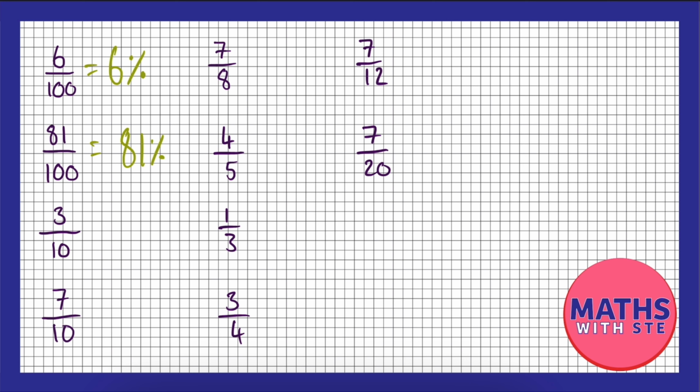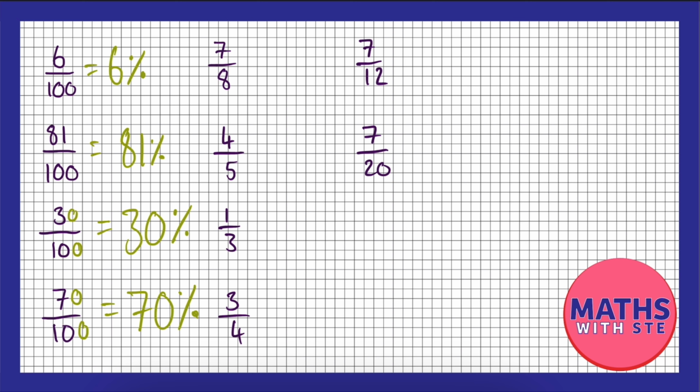3 out of 10. Well, I can times that by 10 and times that by 10, so that's going to be 30%. 7 over 10. Well, I can times that by 10, I can times that by 10, which is 70 over 100, therefore that is 70%. Easy work. Okay, let's get a little bit harder now.